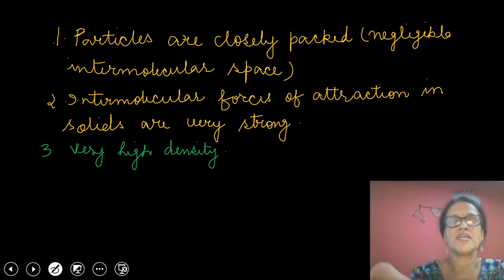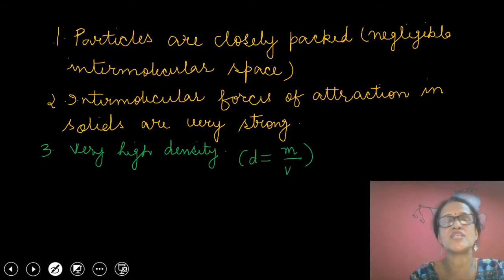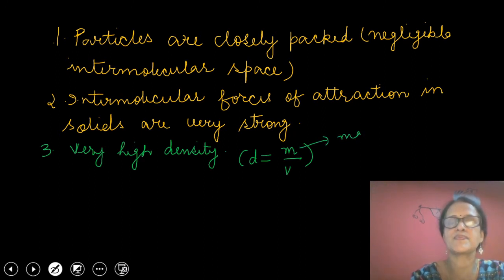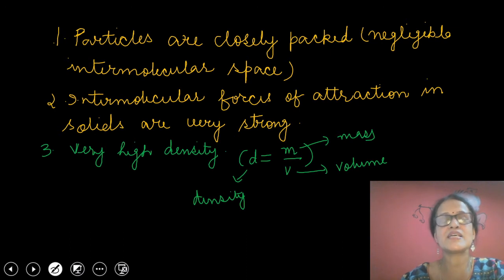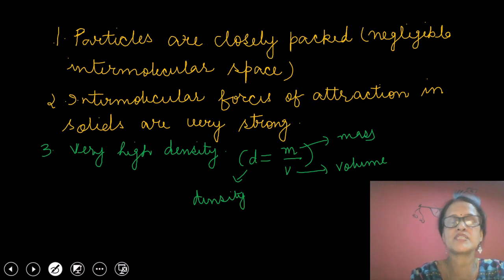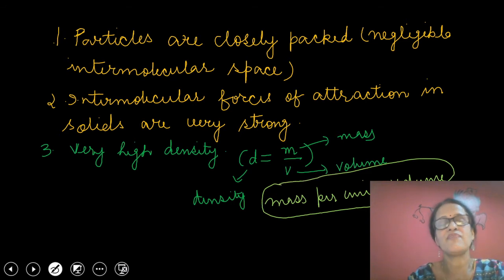Children, what is density? Density is mass per unit volume. From this formula, D is equal to m by V, where m is mass, V is volume, and D is density. You can conclude that if particles are closely packed, then mass per unit volume will be very high. And if mass per unit volume is high, density will be higher.